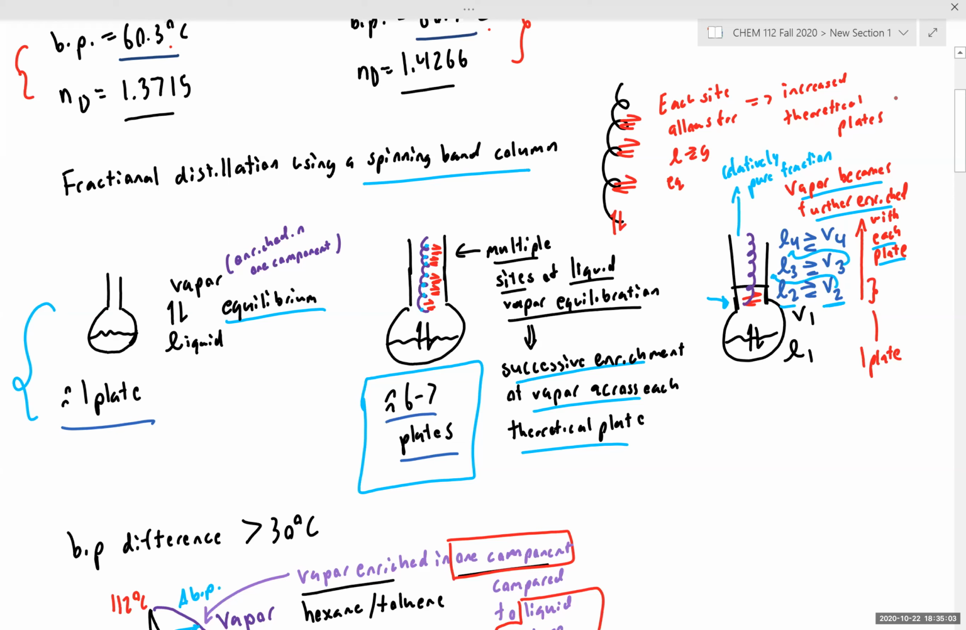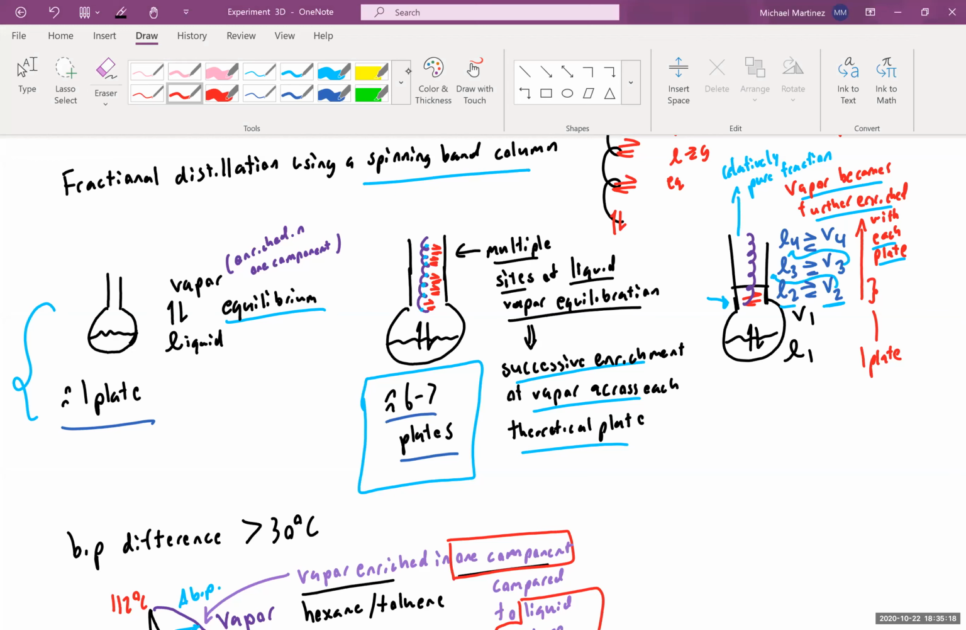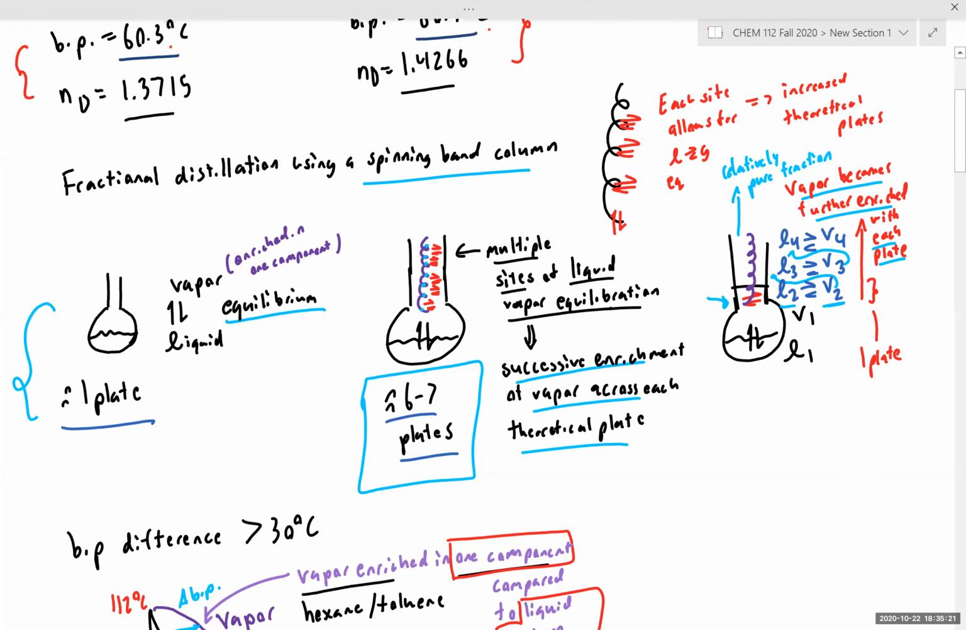Each time we establish a liquid vapor equilibrium along our spinning band, we're able to further enrich our vapor, in this case, in the lower boiling component. So the spinning band allows multiple sites for liquid vapor equilibration, and in turn, it allows successive enrichment of our vapor across each theoretical plate as we move up the column. Compared to a simple distillation, which would be considered a one-plate distillation, a spinning band column allows you to run one distillation which has approximately 6 or 7 theoretical plates.